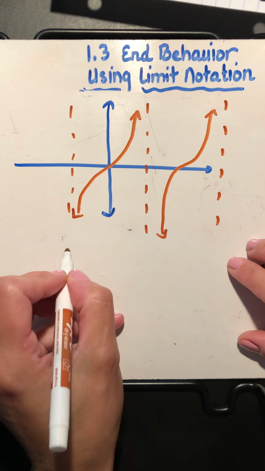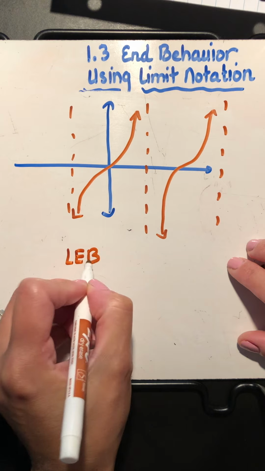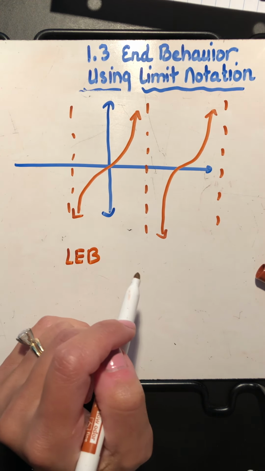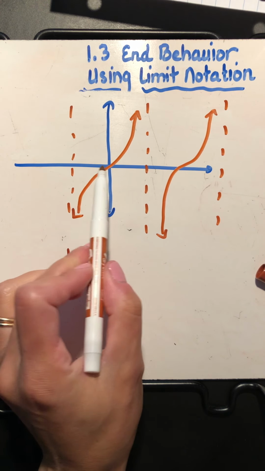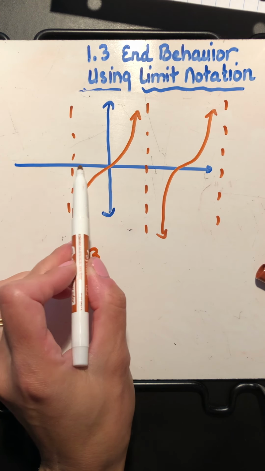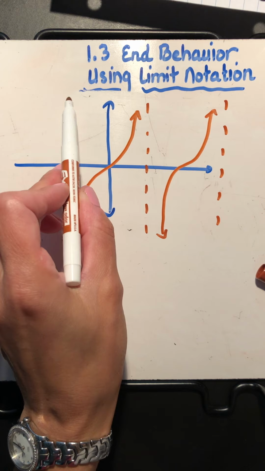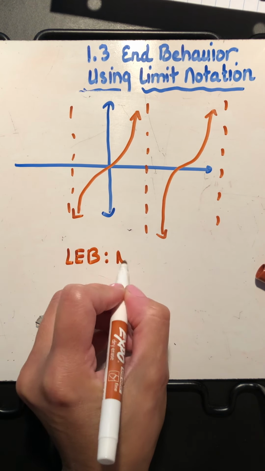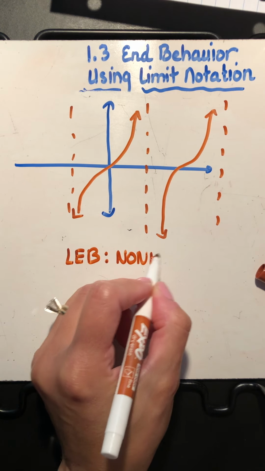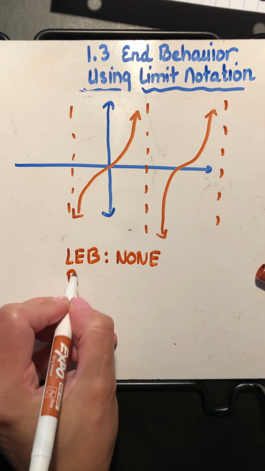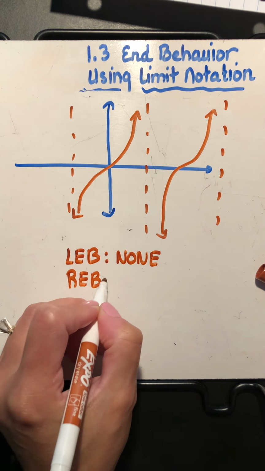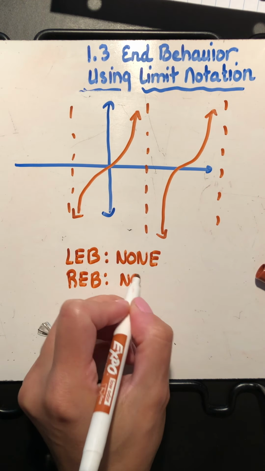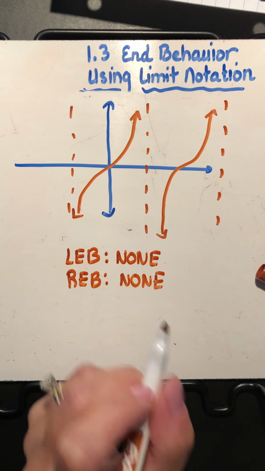So again, if I'm looking at left end behavior, I want to ask myself, can I travel to negative infinity without being obstructed by something? And the answer is no, right? If I try to go towards negative infinity, I'm blocked by this vertical asymptote. So that's not going to work out so well. There's no left end behavior. And similar logic tells me that I can't travel to positive infinity without being obstructed by an asymptote. So there's no right end behavior.